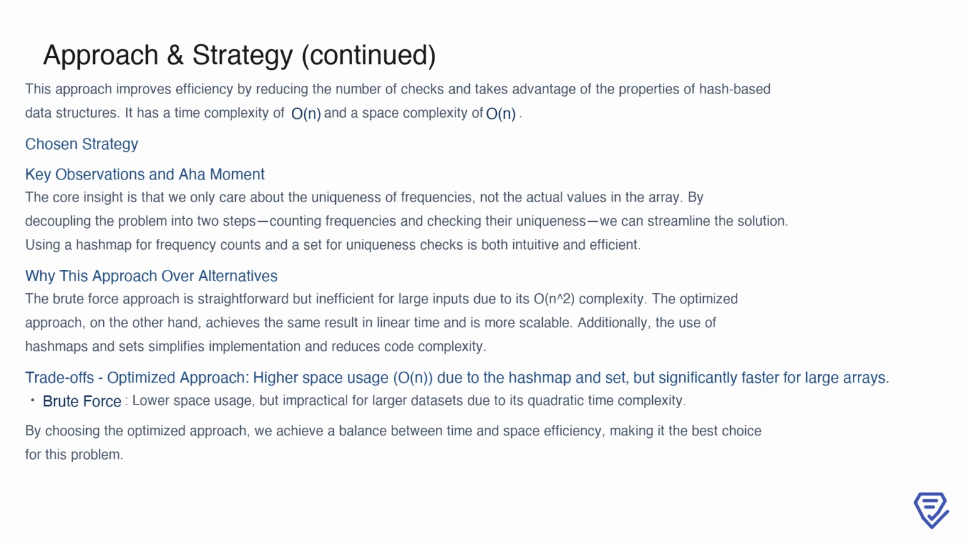By separating the problem into counting and then validating uniqueness, we simplify the solution. While the optimized approach does use more space, with a complexity of O(k), due to the hashmap and set, this trade-off is worthwhile because it significantly reduces time complexity to O(n), and scales well for large datasets. This makes it the clear choice over the brute force method, which is slower and less practical for larger inputs.